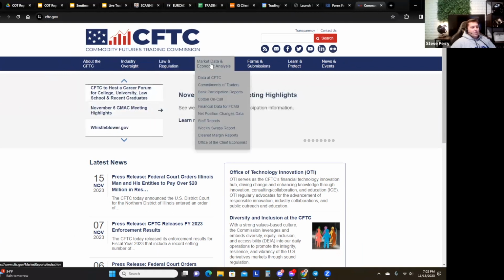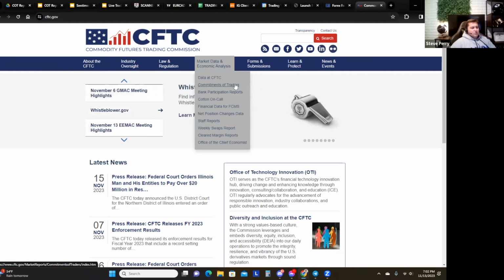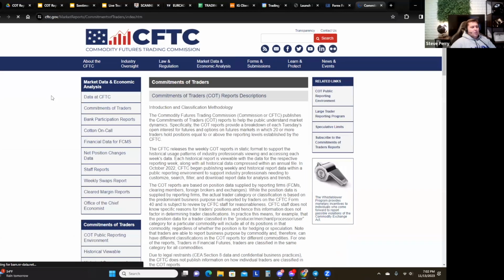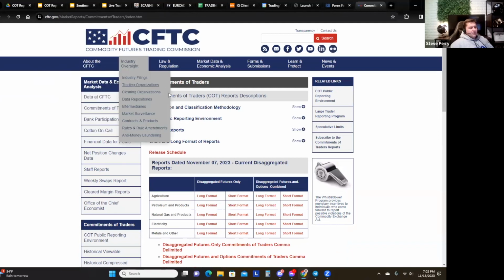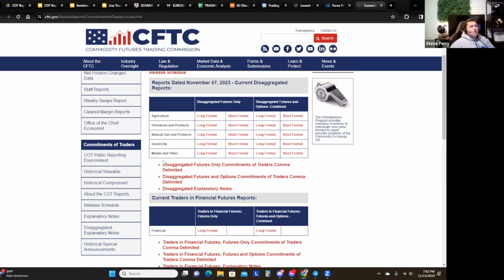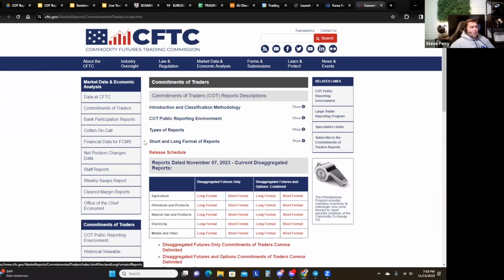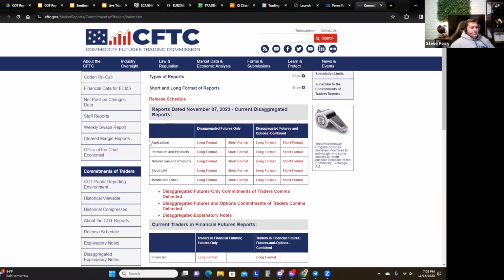If you come here to market data and economic analysis, and you click on commitment of traders, which is the COT report, it pulls up this page. And this page has all sorts of information about the different types of COT reports. They're called commitment of traders because it's the current commitments or trades that traders who are registered with the CFTC have open.